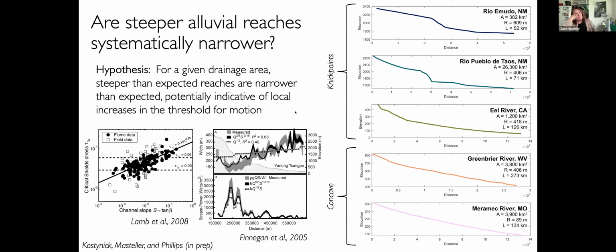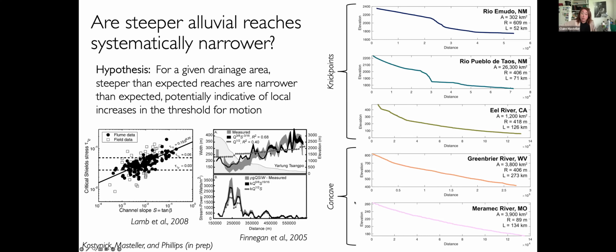And so to explore this, Robert picked 5 different catchments. The Rio Hondo and the Rio Pueblo de Taos are both tributaries of the Rio Grande, and then there's the Eel River in California. These 3 rivers have clear knickpoints within them, so we have these local deviations in slope away from our nice equilibrium concave profile. We've also picked 2 lower gradient concave rivers, the Greenbrier River in West Virginia and the Meramec River here in Missouri. So these are the long profiles that we'll be looking at.